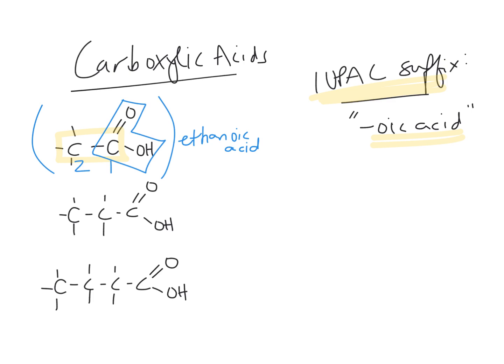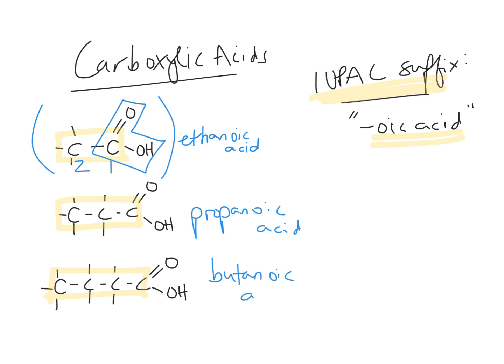Alright, so we keep on going down the list here. We've got a 3 carbon carboxylic acid. That is going to be called propanoic acid. And then if we keep on down here, we've got the 4 carbon version, which is of course going to be called butanoic acid.